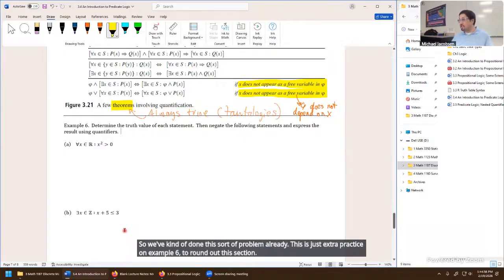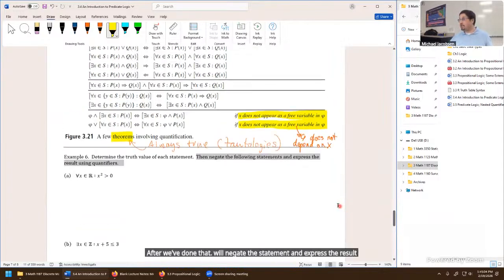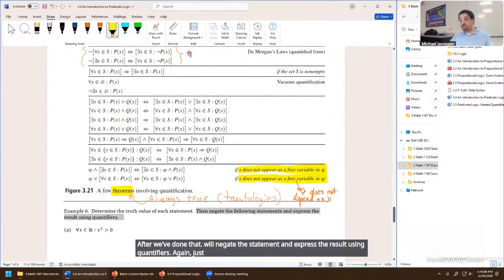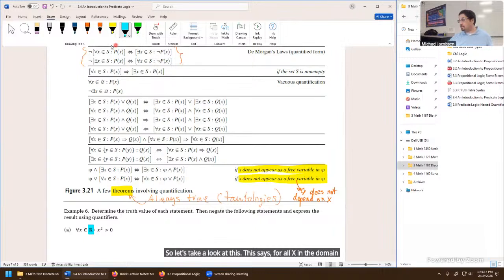What we'll do on these is determine the truth value of each statement. After we've done that, we'll negate the statement and express the result using quantifiers. Again, just for the sake of practicing these formulas above once again. So let's take a look at this. This says for all x in the domain R, x squared is greater than 0. What would y'all say to that? Does that look true or false?